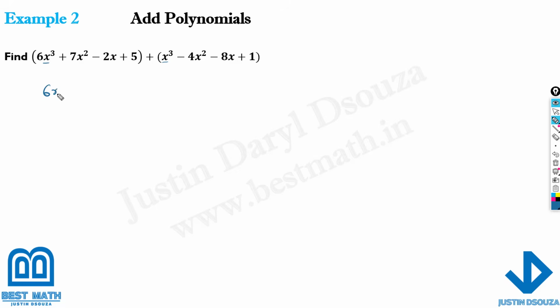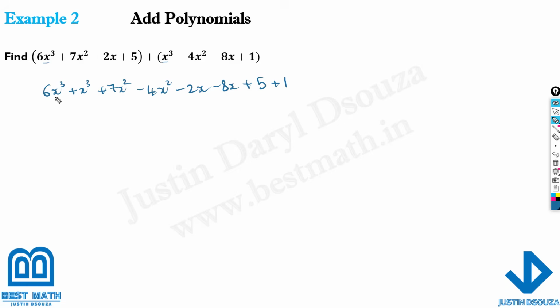Say, for example, 6x power 3. Which other term has the same degree here? Now, since it's plus, all the signs will remain the same. It is plus x power 3. Then, which is the next term? 7x power 2, which has a degree of 2. It is minus 4x power 2, because plus times minus would be minus 4x power 2. Then we have minus 2x and minus 8x, and then the constant terms, that's the numbers 5 and 1.